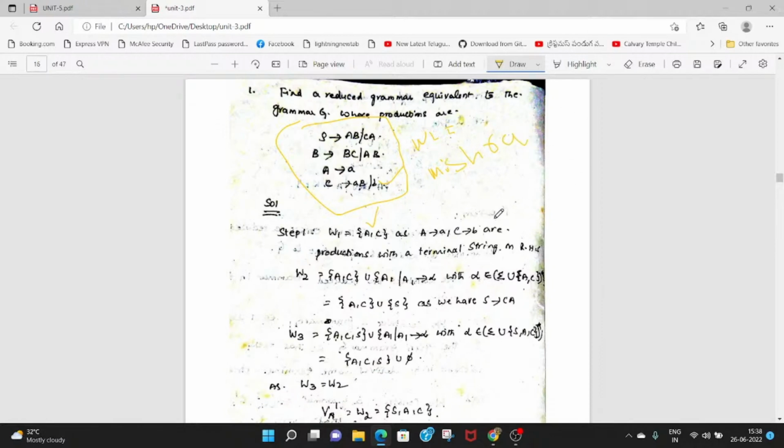You can follow this for eliminating the useless symbols. Okay, so now in the next step we can consider this A and C, and we can include any of the variables which is going to derive this A and C on the right hand side.